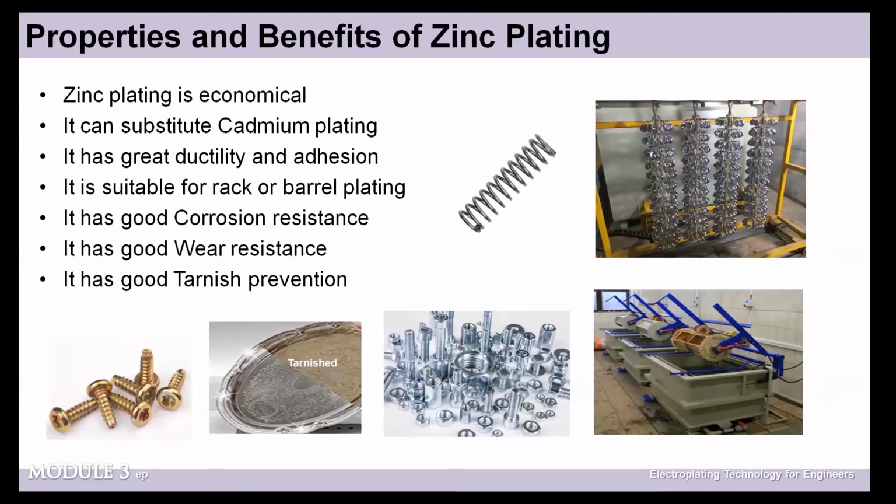It has great ductility and adhesion. It is suitable for rack and barrel type of plating. This is rack type plating. This is barrel type plating. It has good corrosion resistance, good wear resistance, and good tarnish prevention. Tarnishing normally happens in case of silver plating. You find it the most. Then you find it on copper plating. Tarnishing happens, which is a natural process again.